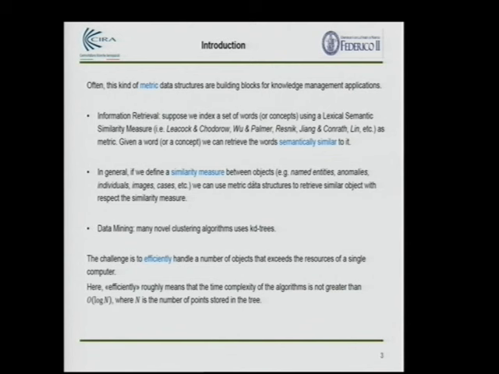measure that we defined. For example, many novel data mining algorithms for clustering use k-D trees. Here, the objective is to efficiently handle a huge number of objects, where efficiently means that the time complexity is not greater than O(n), big O notation, where n is the number of points that we store in the tree.